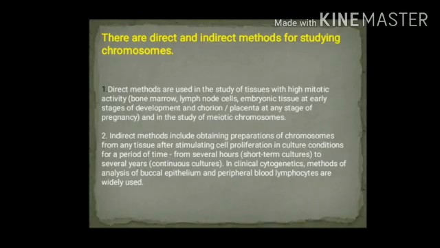Second, indirect methods include obtaining preparations of chromosomes from any tissue after stimulating cell proliferation in culture conditions for a period of time from several hours, short-term cultures, to several years, continuous cultures. In clinical cytogenetics, methods of analysis of buccal epithelium and peripheral blood lymphocytes are widely used.